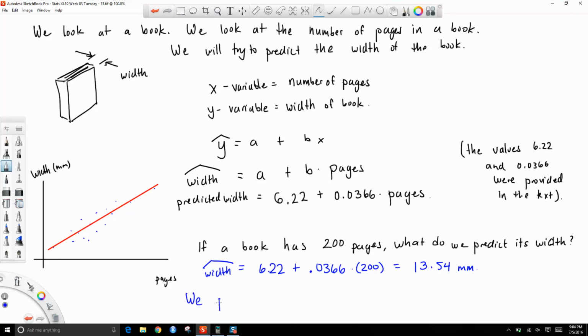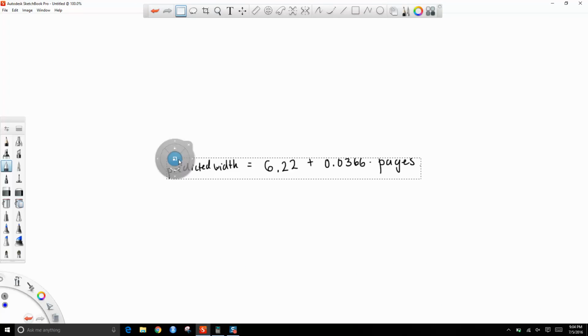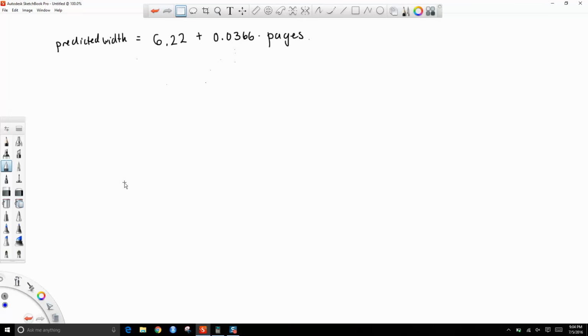Okay, so our predicted width is 13.54 millimeters. So we predict a book with 200 pages will have a width of 13.54 millimeters. Is that good? Let me copy this regression equation over. So we've got predicted width is equal to 6.22 plus 0.0366 times pages, and we said the predicted width is equal to 13.54 when pages equals 200. Okay?